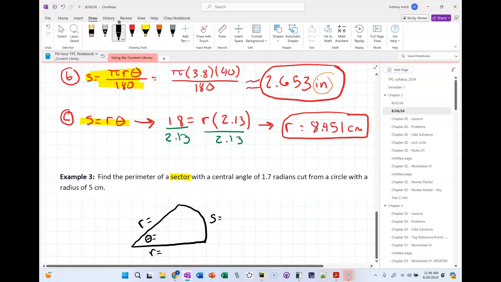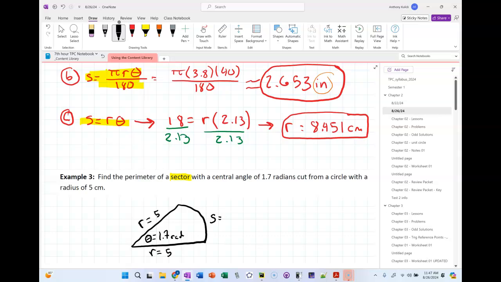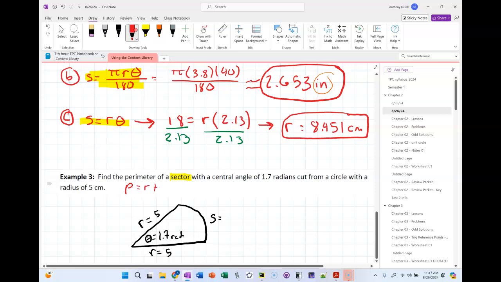So given to me in the problem, I know that the radii are both 5. The central angle is 1.7. And I just need to solve for S, right? That arc length. Because to find the perimeter, that's just going to be the distance around that figure. So I have R plus S. So it basically just comes down to solve for S like we just did in all those previous problems, right?